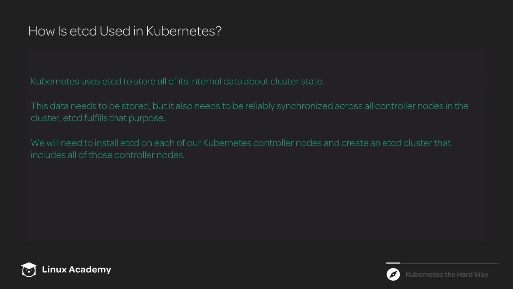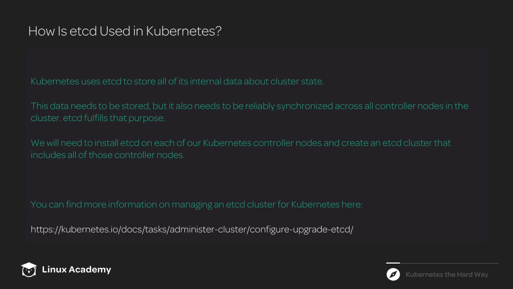So therefore, we need to install etcd on each of our Kubernetes controller nodes and create an etcd cluster that includes all of those controller nodes. We don't need to install it on the worker nodes. We just need to install it on the controller nodes. And of course, you can find more information on managing an etcd cluster for Kubernetes in the official Kubernetes documentation. So they provide a little more information on dealing with etcd. If you want some more background information or just some additional reading, be sure to check out that link.